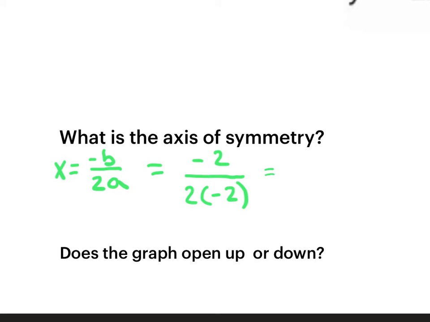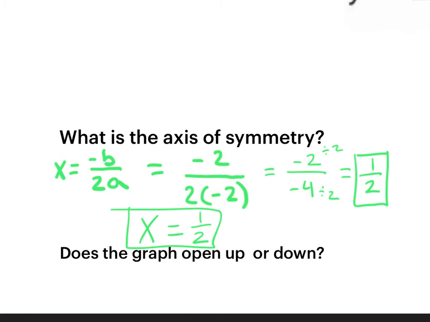Alright, let's simplify this. So we have a negative 2 on top. What's 2 times negative 2? Negative 4. Can we simplify negative 2 over negative 4? What does it simplify to? 1 over 2. Perfect. The negatives cancel, because a negative divided by a negative is positive. Both of them get divided by 2. So we get 1 over 2. So what's our axis of symmetry? X is equal to 1 over 2. Can't forget that x is equal to.